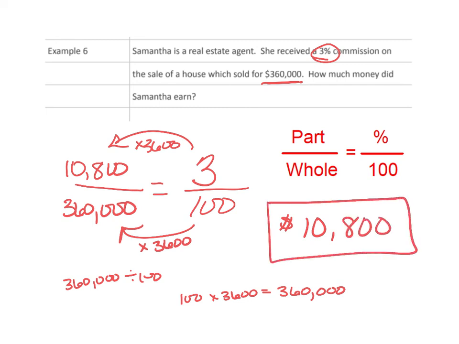So you can see, even though our percentage is small, because our sale of the house is a large number, our commission, or Samantha's commission, is a much better number.